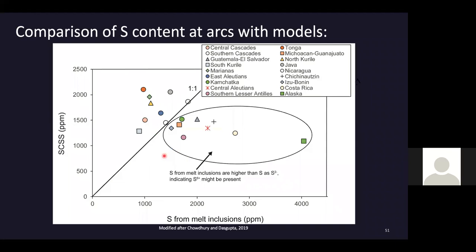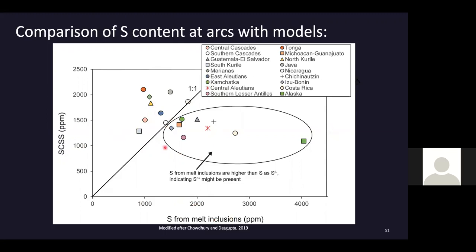Once we have made sure about that, the next thing we will test is which species of sulfur is actually present at different arcs. We'll look at melt inclusions from different arcs around the world. This plot shows SCSS on the y-axis and sulfur from melt inclusions on the x-axis. The 1:1 line suggests that SCSS is equal to the sulfur content from the melt inclusions. The arcs that are lying on the 1:1 line and to the left of the 1:1 line have sulfur in the melt inclusion that can be explained by the presence of sulfide.